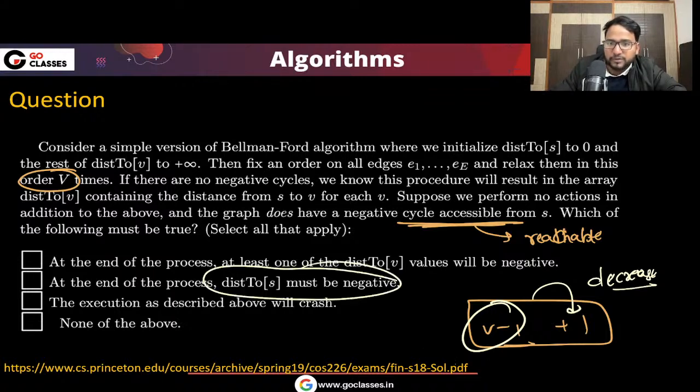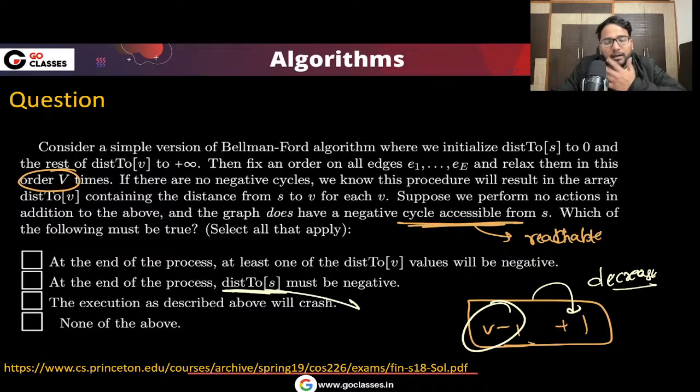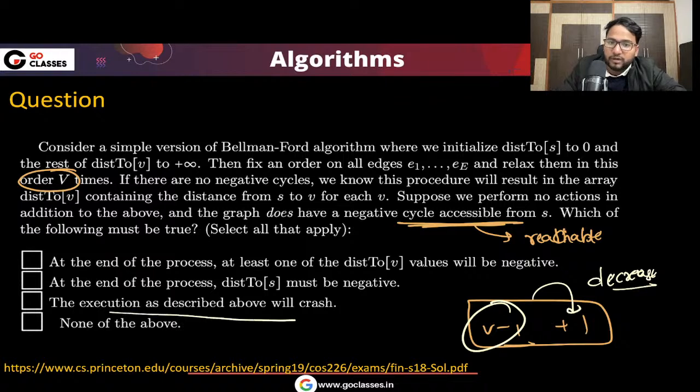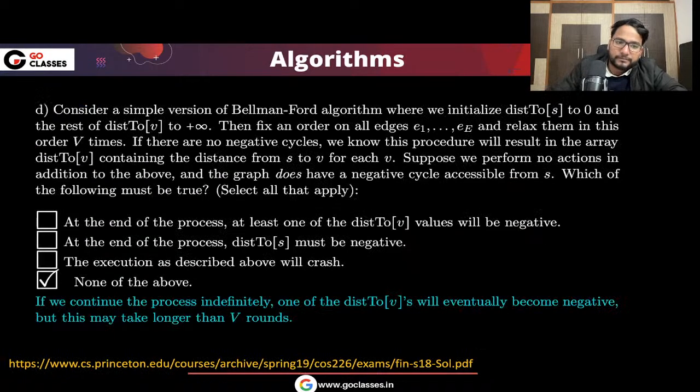Distance to S must be negative, which means distance to the source is 0 only, right? It need not be negative. It is negative only when it is very much involved in the cycle, and we relax in the order such that ultimately it is negative. It may be negative, but it must be negative is not the case. The execution as described above will crash. No, why will it crash? So none of the above is the answer here.